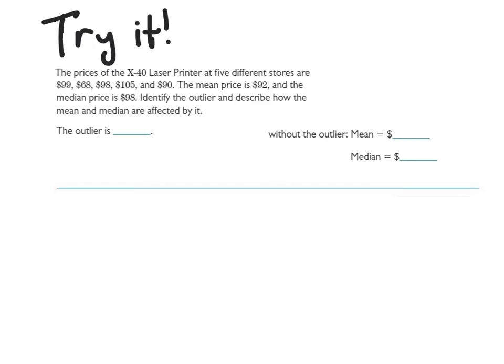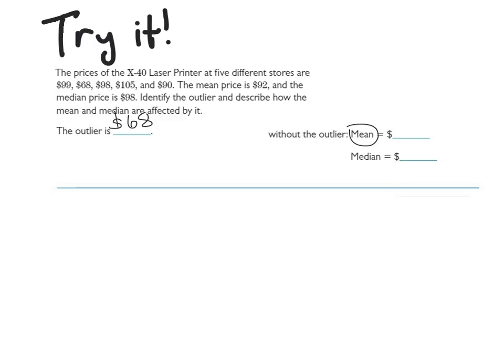So, go ahead and first of all identify which one is the outlier. I hope you said that the outlier is $68. That one is way cheaper than the rest, and it's throwing off some of what we're seeing here. So, identify the outlier, which we did, and now we're going to find the mean without the outlier.